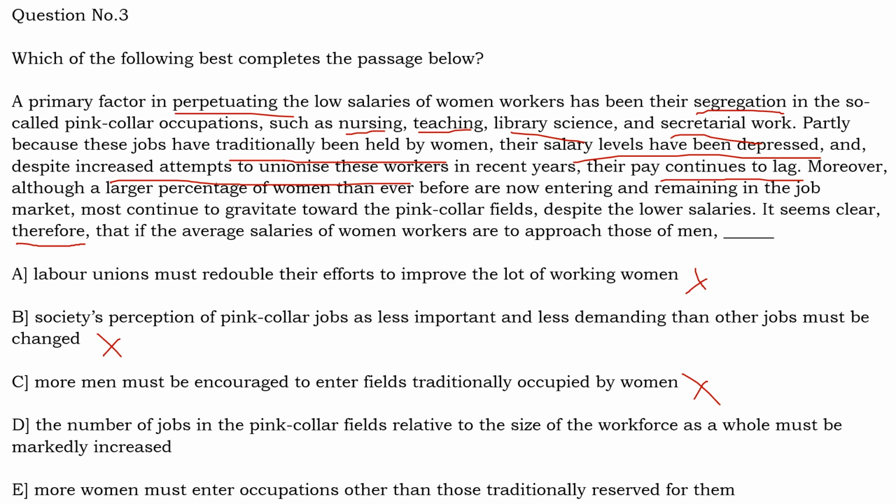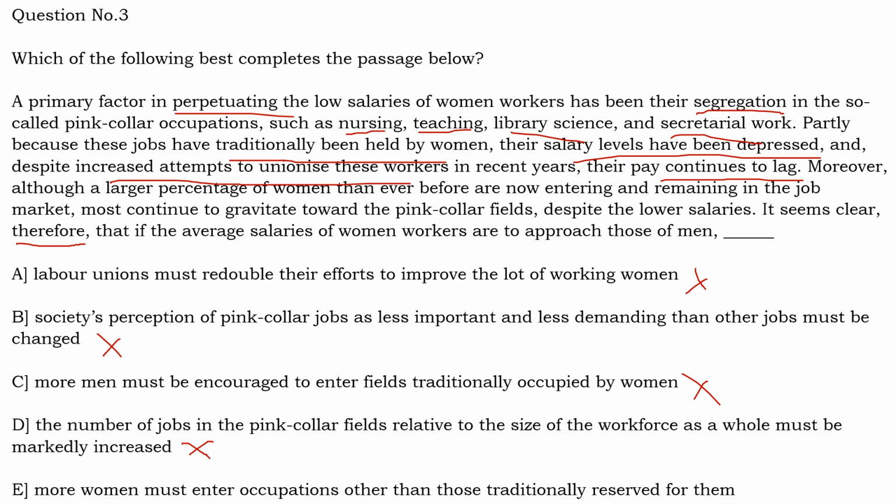Option D: the number of jobs in the pink collar fields, related to the size of the workforce as a whole, must be markedly increased. It means you should have more jobs in the pink collar fields. See, the question is not about having fewer jobs. The passage is not saying anywhere that fewer women are working or that fewer jobs are available for women. Since the passage is not suggesting that there are fewer jobs in the pink collar field for women, we cannot say that increasing the number of jobs in the pink collar field vis-a-vis the workforce will increase the salary for women. This again is wrong. So what is remaining?